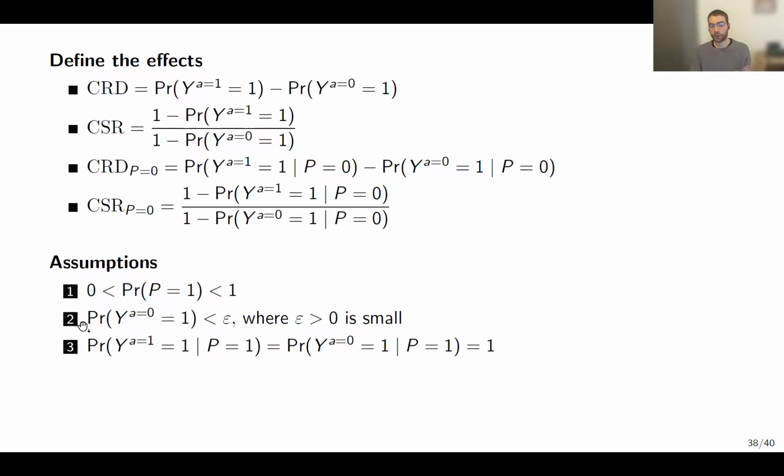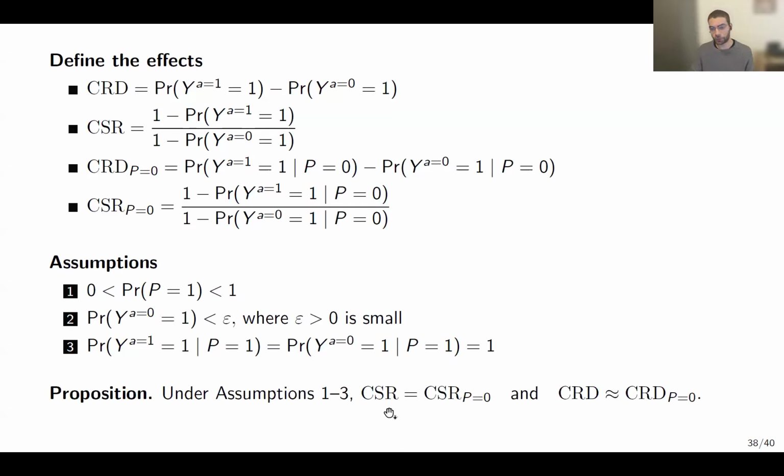And let's say that the risk of the outcome under no treatment is low, which is the case in this trial, where I believe the risk under no treatment was something like 1.5%, if I remember correctly. So pretty low. And then if you assume that the prevalent cases have a probability of 1 of being diagnosed either under treatment or under control, then under these three assumptions, we can show that the causal survival ratio marginally is the same as the causal survival ratio among non-prevalent cases. And the causal risk difference in the entire population will approximate the causal risk difference among non-prevalent cases.